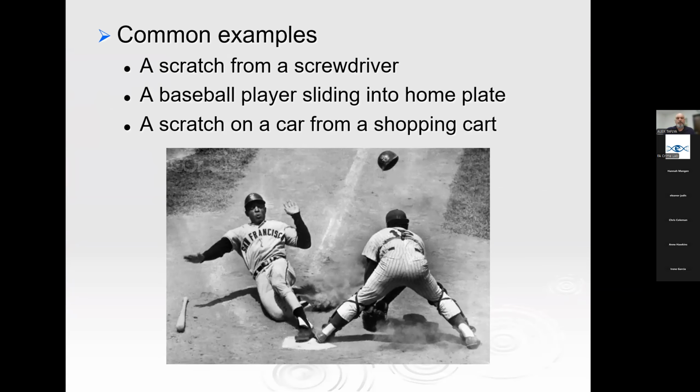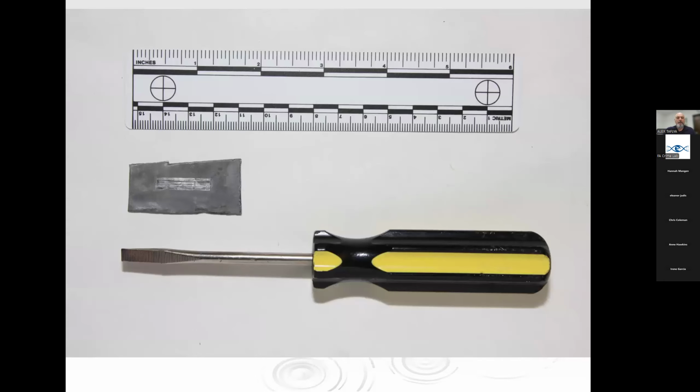Examples of that are a scratch from a screwdriver, a baseball player sliding into home plate, or a scratch on a car from a shopping cart. Here's an example with a screwdriver, a typical flathead screwdriver. You can see parallel marks going perpendicular to the blade, or to the shaft. This is the mark that is left by that. And I will zoom into that soon.